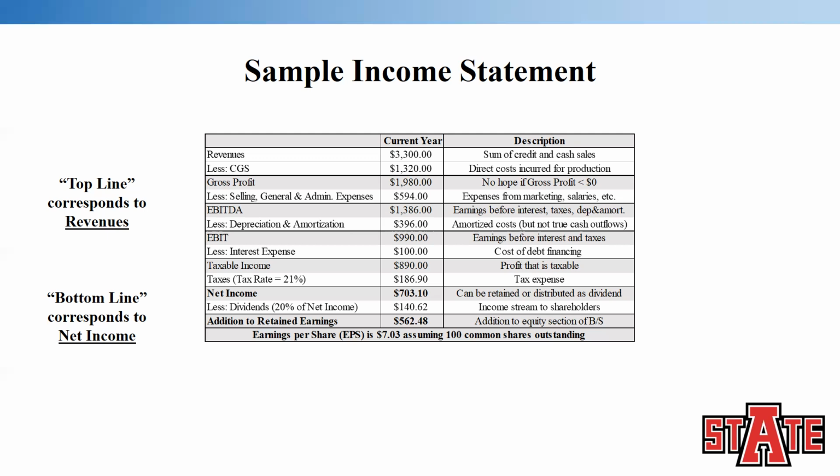And for this company, that's 1980, a positive 1980. That implies that we're earning a positive gross profit margin per unit sold. More on that coming up.